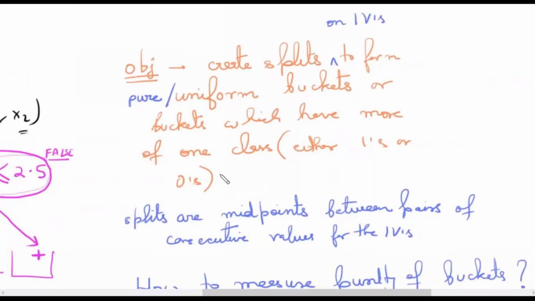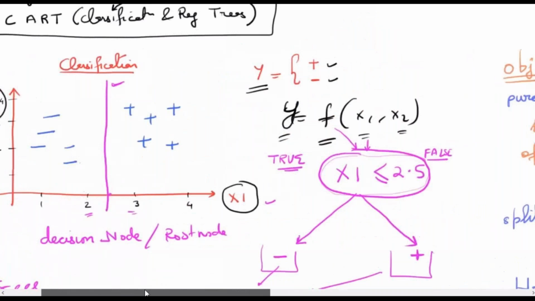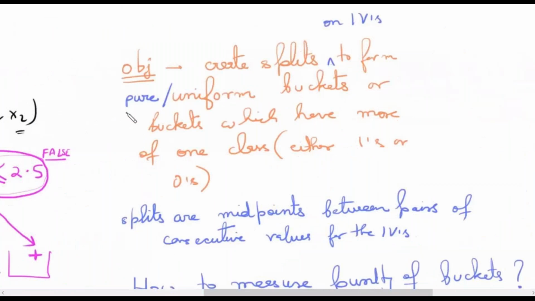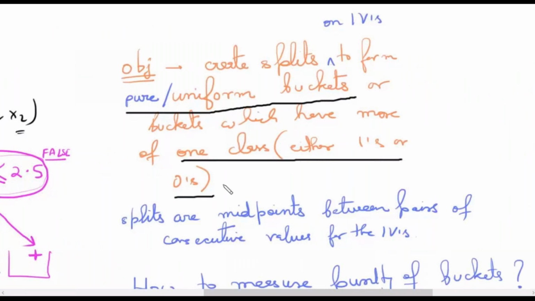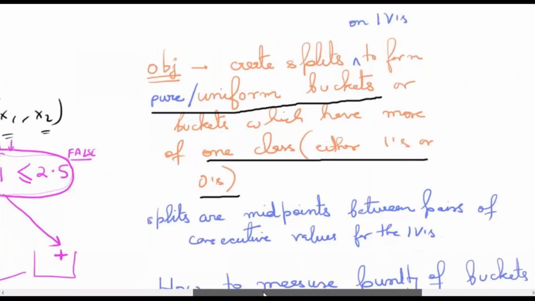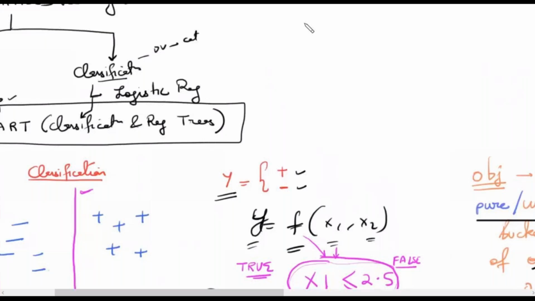What do I mean by pure or homogeneous buckets? Buckets which consist entirely of either pluses or minuses. This is what the decision tree tries to do, but it may not be successful all the time. That is the goal, so that it can form pure or homogeneous buckets, or buckets which have more of one class, so more ones or more zeros. Let's say we have a situation with two pluses and two minuses in the same bucket. This is the worst form of impurity. This is an impure bucket, because both are equal in numbers. It is 50-50.